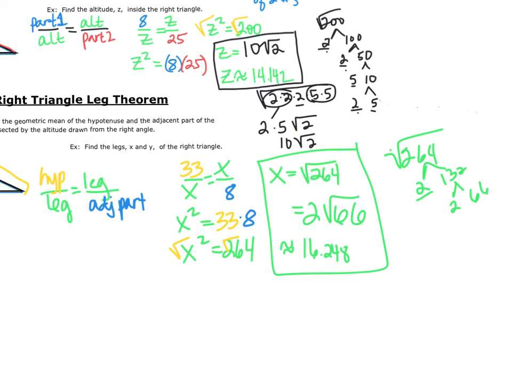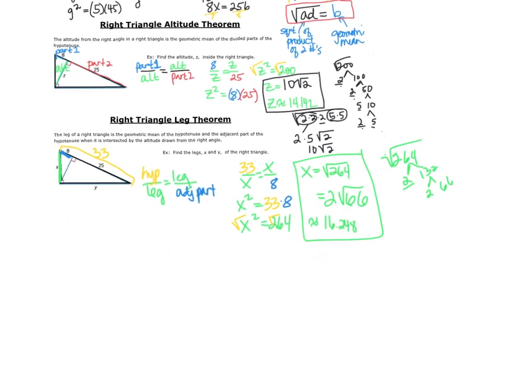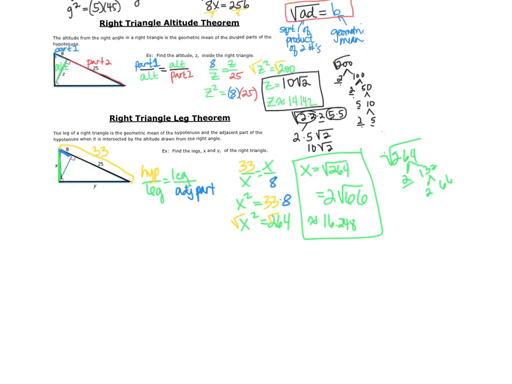Okay. So the leg is the geometric mean between the part right next to it and the whole hypotenuse.